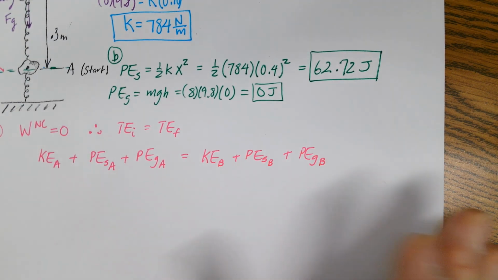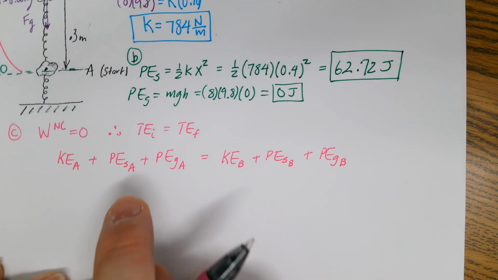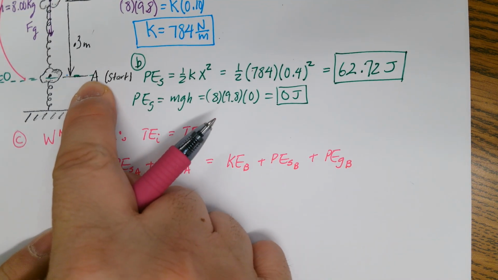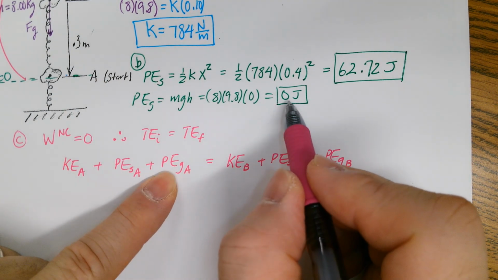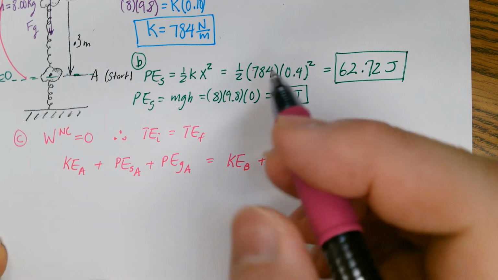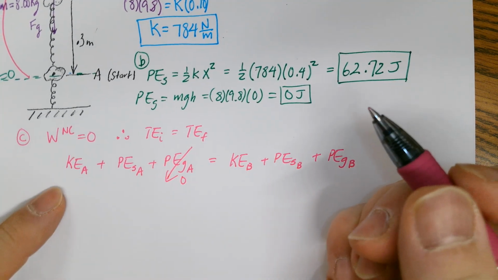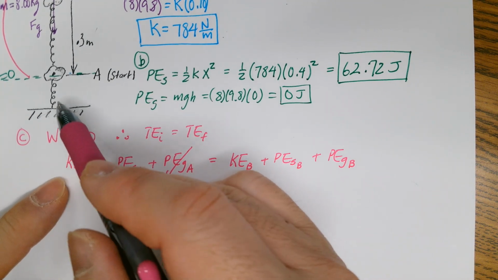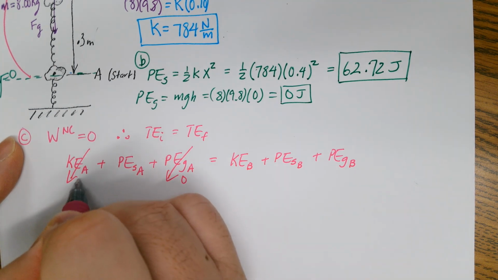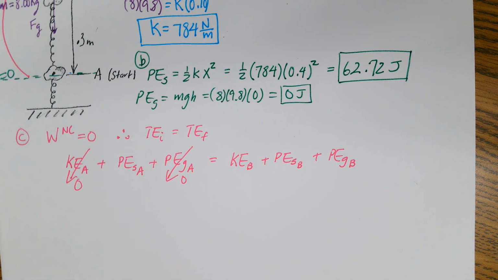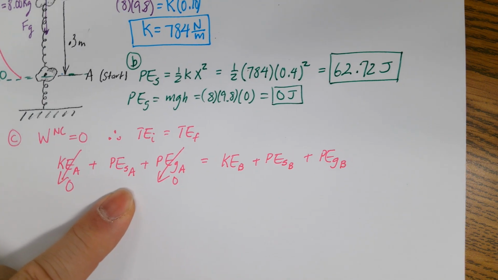Well, some of these are going to go to 0 because they're not going to exist. So at point A, right here, I have no potential energy of gravitation, so this goes to 0. It starts from rest because it's released from rest, so the kinetic energy at A is 0. So the only thing I start with is the potential energy of the spring.